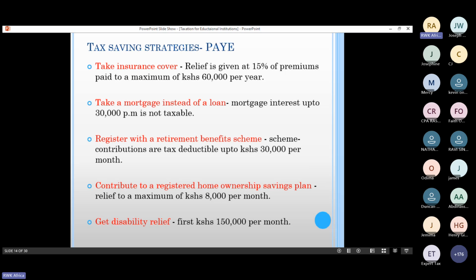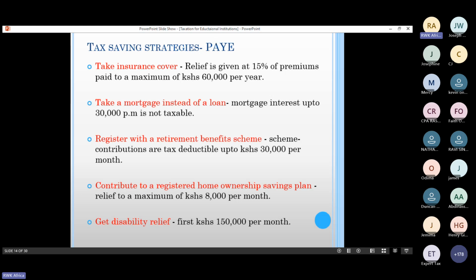Then under the pay as you earn, we have the following strategies. Number one, take insurance cover. So relief is given at 15% of the premium to a maximum of 60,000 per year. So per year, the relief is 60,000. Per month is 5,000. And remember when we talked about SHA, it's an insurance, yes, but there is no relief under SHIF.